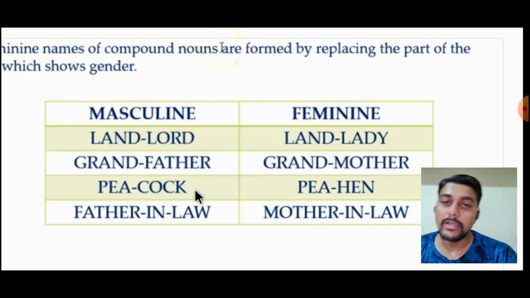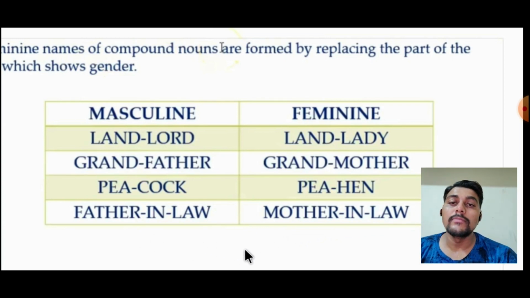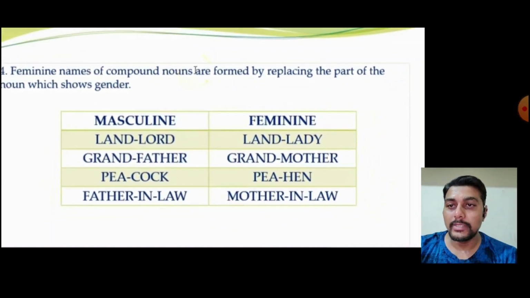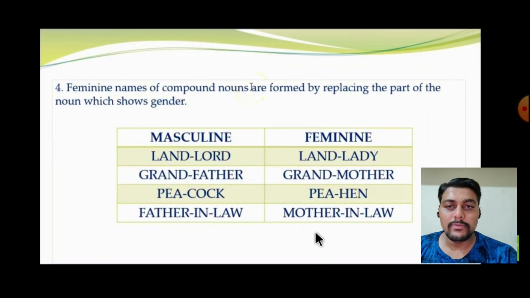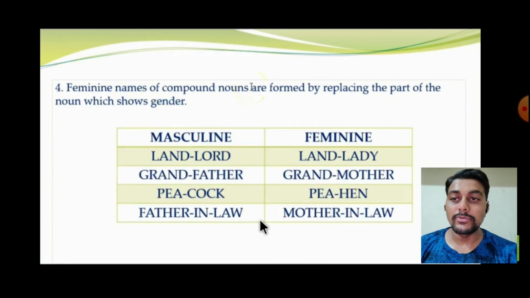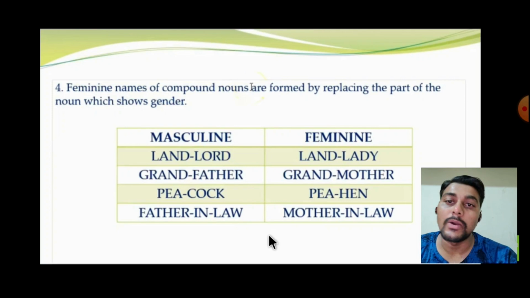Same, grandson becomes granddaughter. Okay, peacock becomes peahen. Understood? Father-in-law becomes mother-in-law, because father here is a noun which shows the gender. One more example like that: brother-in-law becomes sister-in-law. Okay, is it clear? So rule number 4 is there. In these few examples of compound nouns, we have to change the gender, in which the masculine nouns are used.